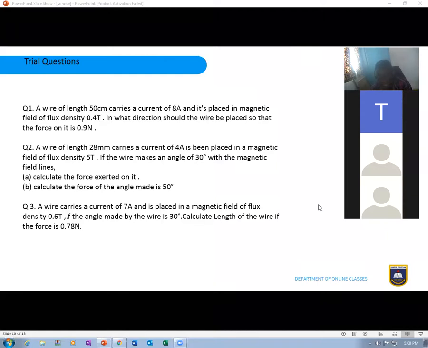The second question, A, I got 0.028 Newton. Okay, I hear. Let's verify. Rejoice, the same thing, 0.28. Okay.